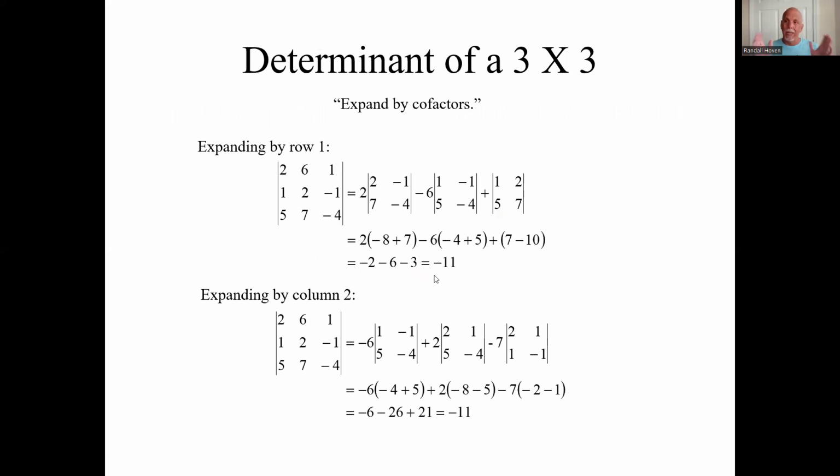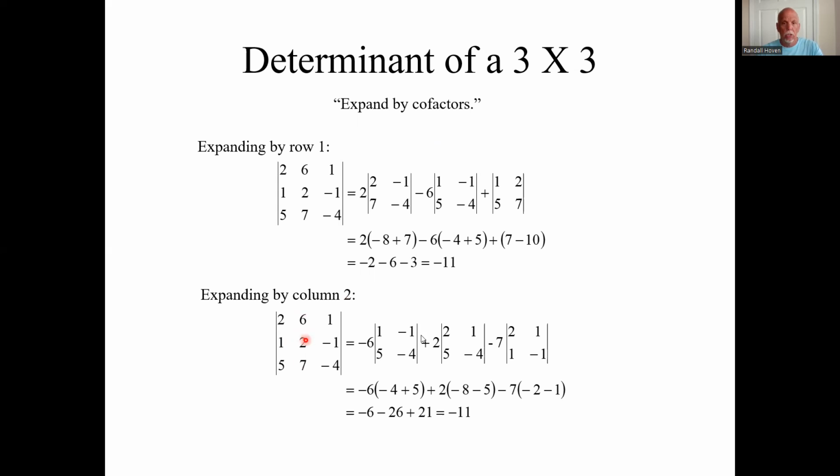I can expand by any row or any column, your choice. Usually, if you don't have a good reason, you do it by the first row or the first column. So let's do it, just to show you how it's done, by column 2. We're expanding by column 2 here. The first one will be a 6 times the cofactor of the 1,2 term: 1 minus 1, 5 minus 4, a minus. 1 plus 2 is 3, that's odd, or that's the minus position.